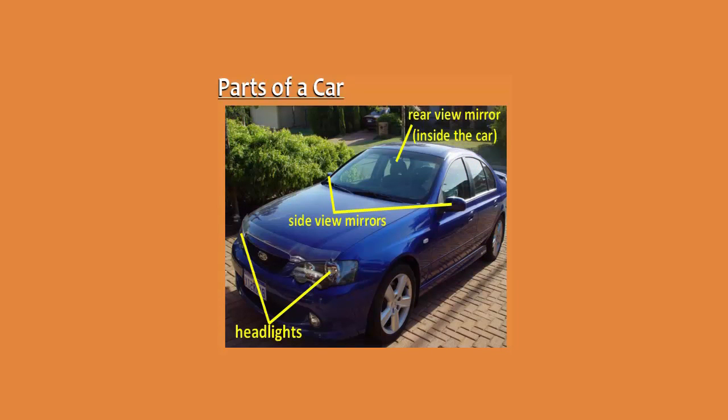When you're driving, it's important to see everything. You can use the side view mirrors to see things on the sides of your car, and the rear view mirror to see directly behind the car.